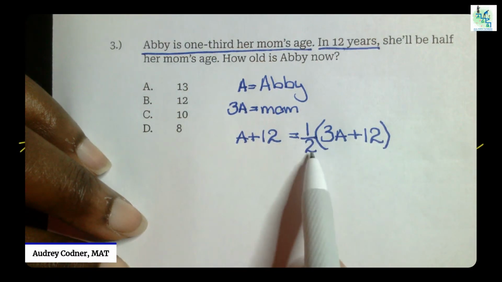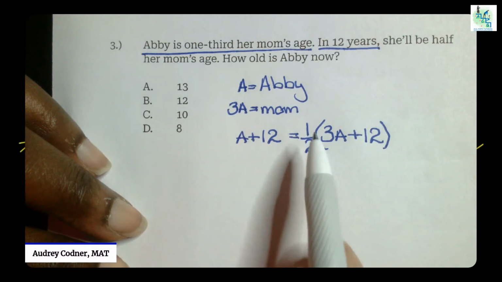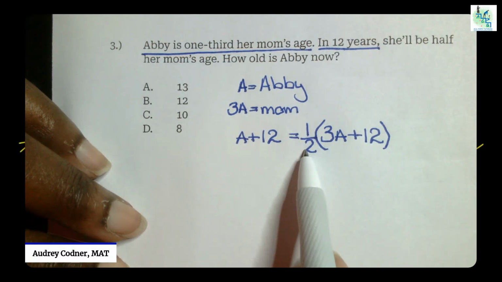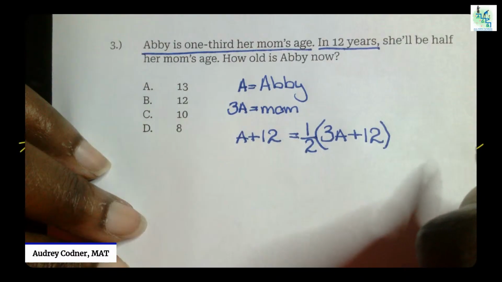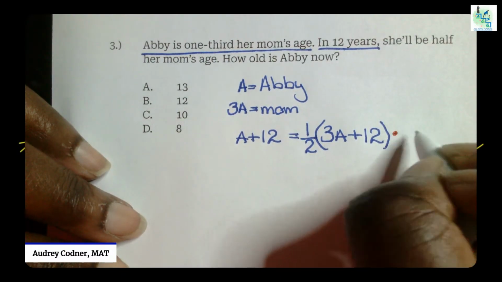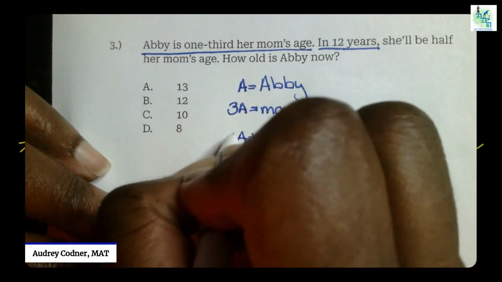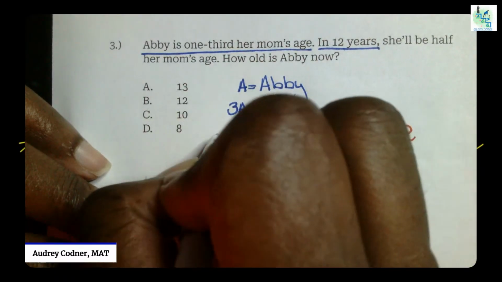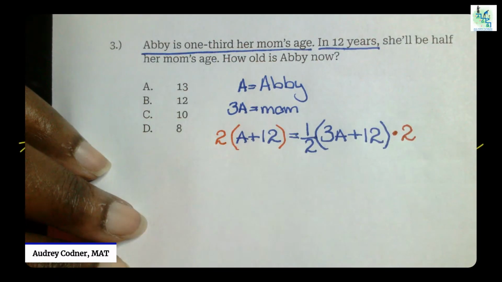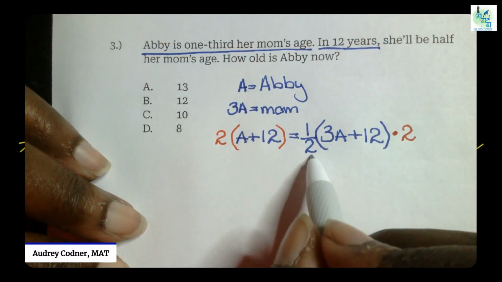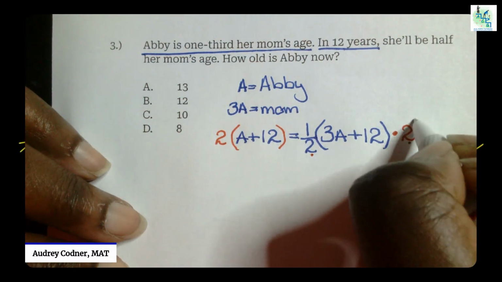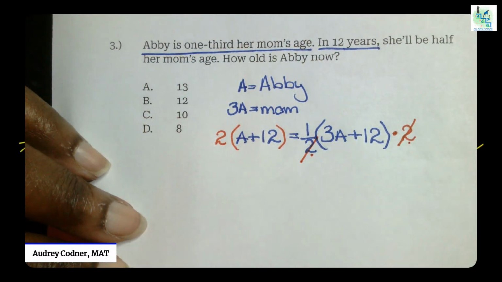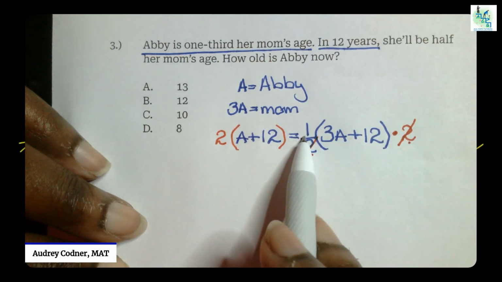Now, this is what you can do. Since you are basically multiplying by 1/2, we can do the inverse of 1/2. The inverse of 1/2 is 2 over 1, aka 2. So I can multiply both sides by 2. Because when I do that, the 2 in the denominator of the 1/2 and the 2 as a whole number cancel out to give me 1. See the 1 right there?